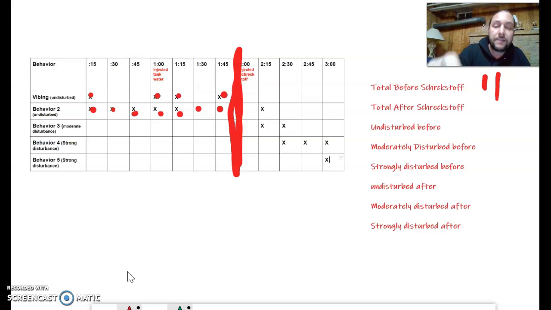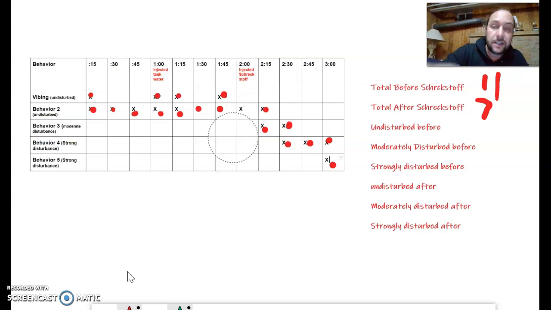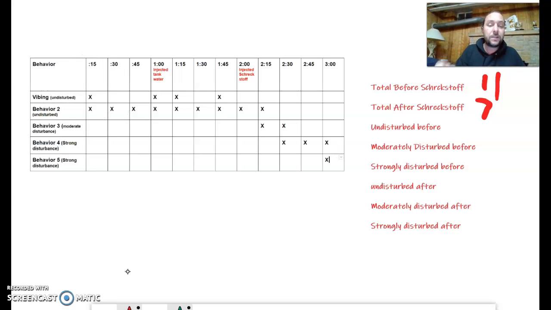How many behaviors do I have after Schreckstoff? 1, 2, 3, 4, 5, 6, 7. 7 behaviors after Schreckstoff. Okay? Hopefully that makes sense and you can count those up on your own. Keeping in mind, of course, that after the Schreckstoff, it's going to be a lot more than 7 because you're going to have to calculate the second row or the second box of your timed ethogram. Okay? All right. And it might be more than 11 before Schreckstoff or less. Those numbers are just the numbers that I came up with.